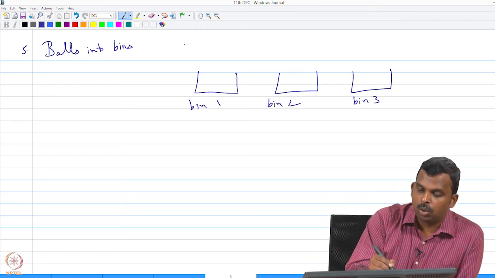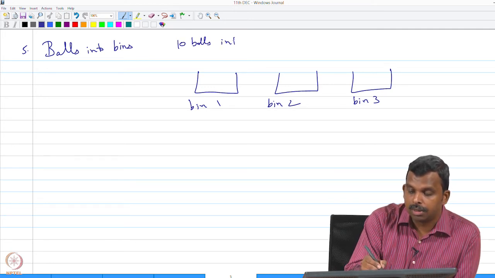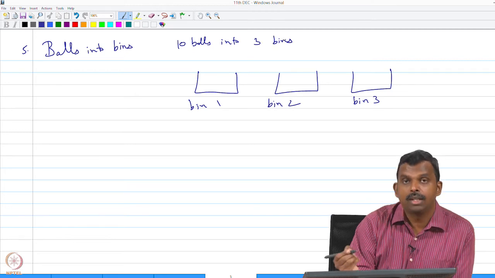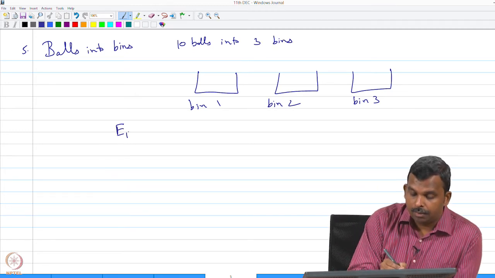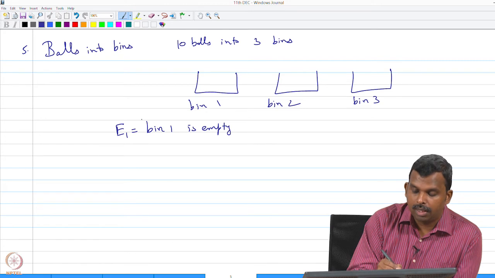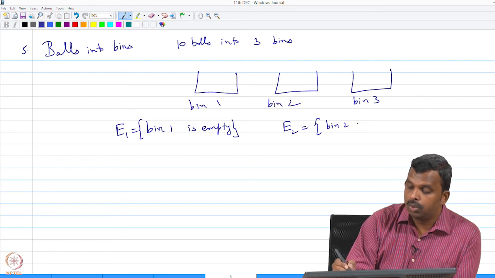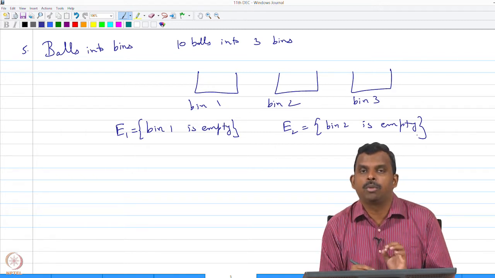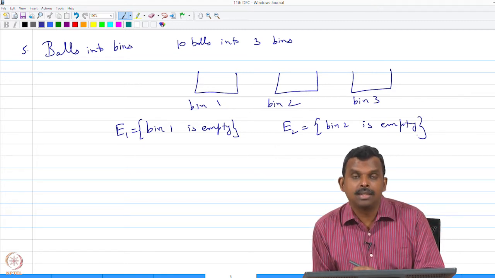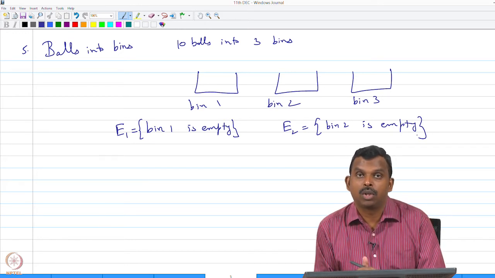Okay. So, let us say we throw, I do not know, 10 balls into 3 bins. I am going to define an event E1, which is bin 1 is empty, and then the event E2, which is bin 2 is empty. Things are going to get a little bit subtle here, so you have to pay attention. Now, are these two events independent or not? That is the question I am going to ask here.